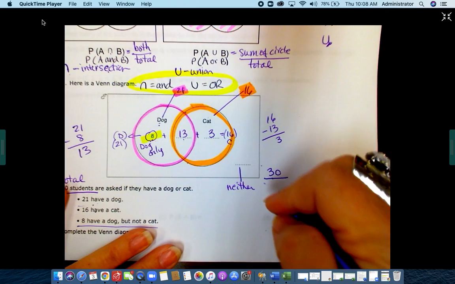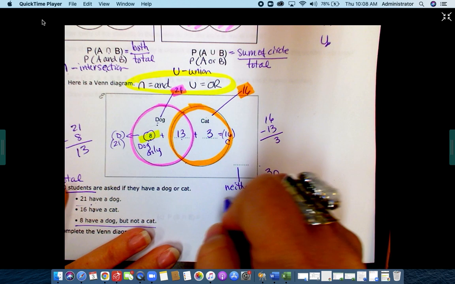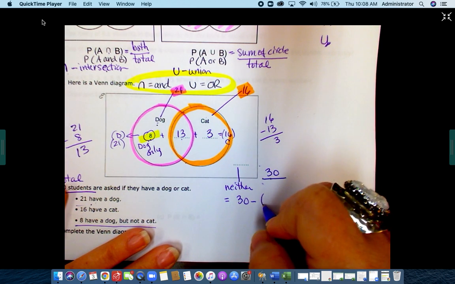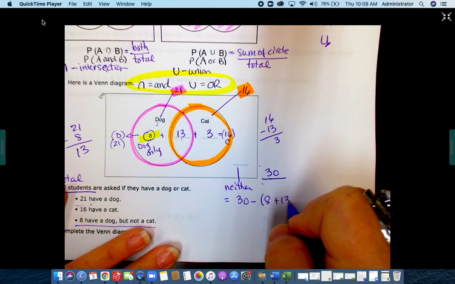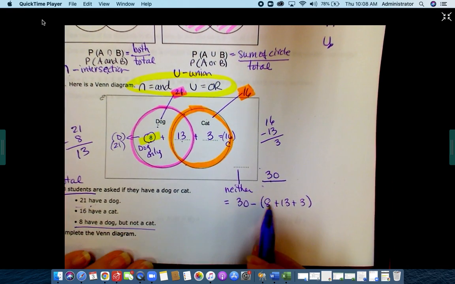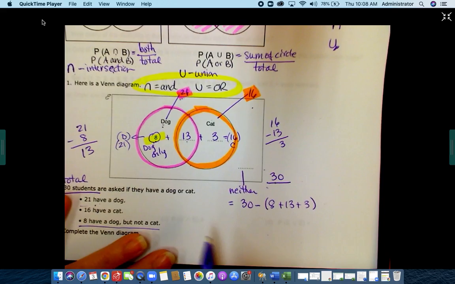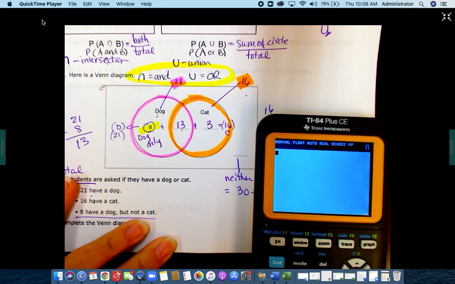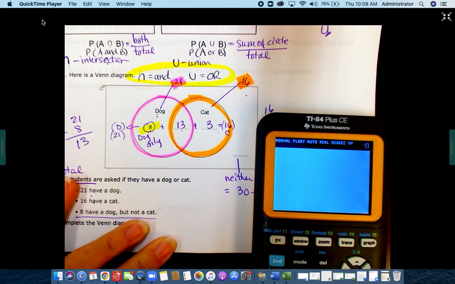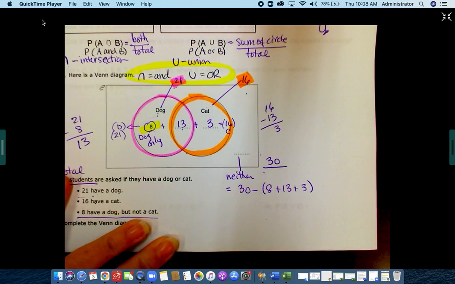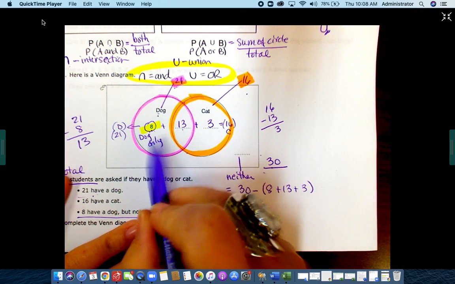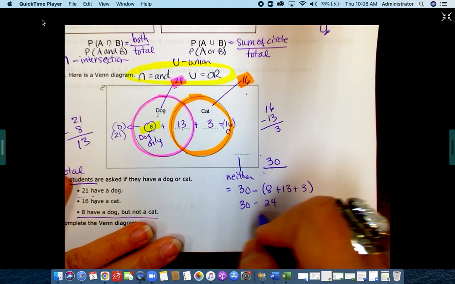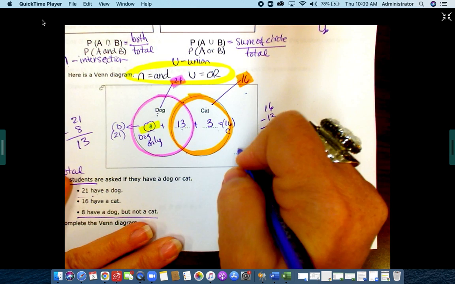So in other words, my neither is going to be equal to 30, my total, subtract the ones that I do know, 8, 13, and 3. Be careful, don't subtract the 21 and 16. So we're going to add up the three numbers in the circle. So 8 plus 13 plus 3 is 24. So that means 24 have either one. They have a dog or a cat. So 30 minus the 24 leaves us with 6.